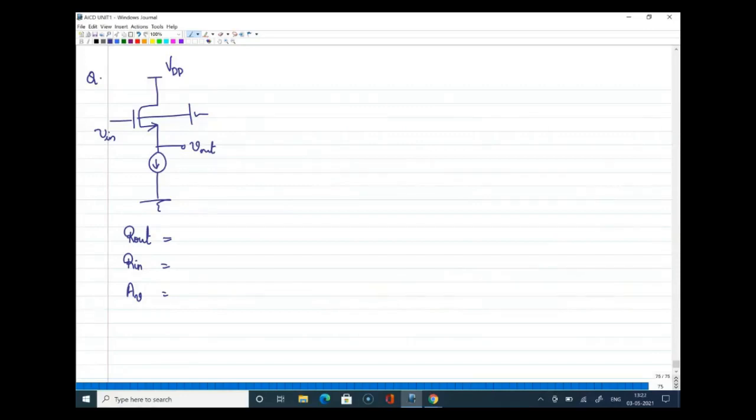Sir, here it will just be R naught, no output resistance. Output resistance will be R naught, because current sources have to be made open in the small signal equivalent circuit, not short. So RS should be infinity in that case.